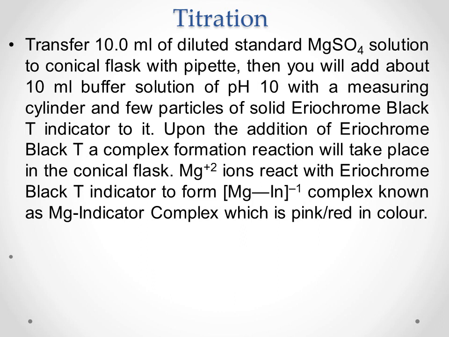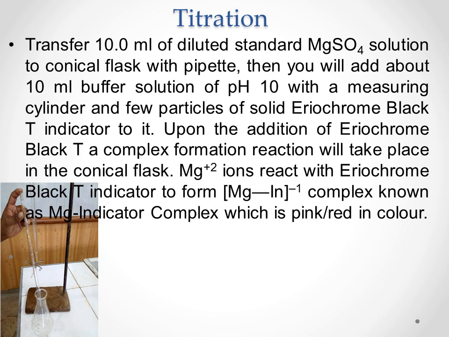Now, come to the titration. You will transfer 10 ml of diluted standard magnesium sulfate solution to a conical flask. You can see in the picture below, the 10 ml of diluted standard magnesium sulfate solution is going to be transferred into the conical flask. After that, you will add about 10 ml of buffer solution of pH 10 with the measuring cylinder and a few particles of solid Eriochrome Black T indicator to it.